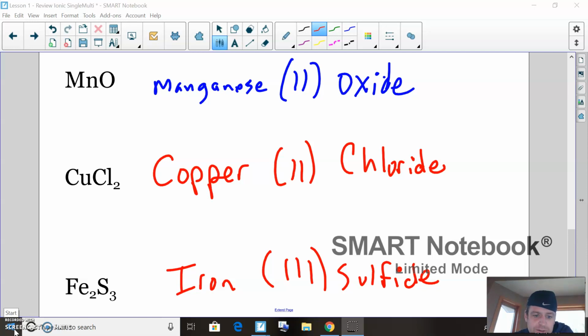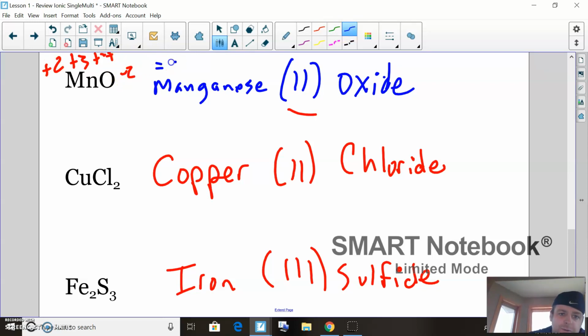There you go. There's your answers. Manganese 2 oxide. So this one can be +2, it can be +3, it can be +4. Well, what is oxygen? Oxygen is -2. So which one of these is going to give me equal to 0? It's going to be -2 and +2. We've noticed we don't write Mn2O2. That wouldn't be correct because they can simplify.